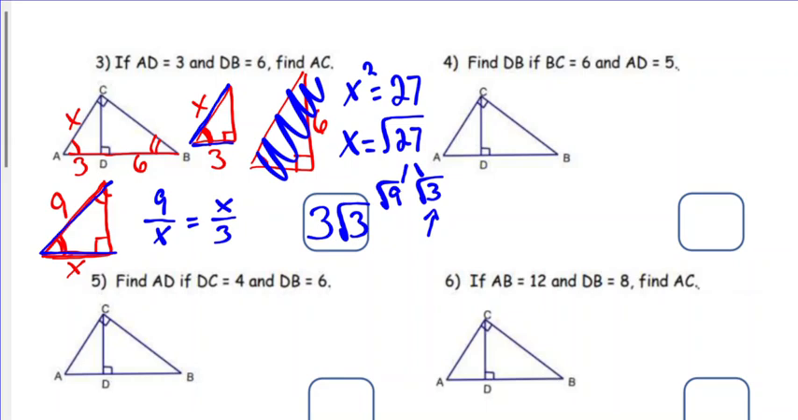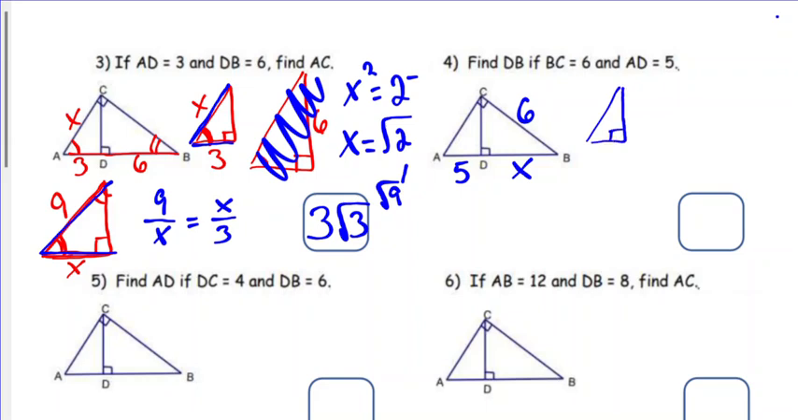All right, number 4. We're given BC, which is 6, and AD, which is 5, and we're trying to find the length of DB. I'm going to do that same thing that I did on the last one. I'm going to redraw all 3 of these triangles just so I can see them clearly and make sure I know which parts I have to actually use.